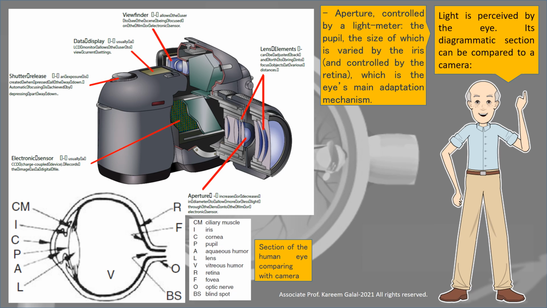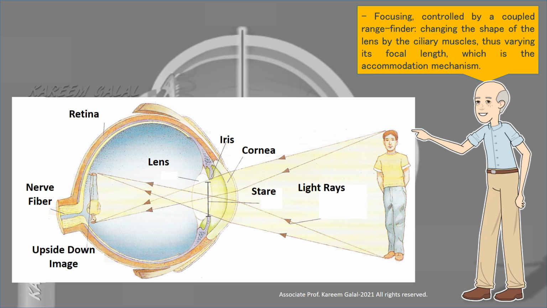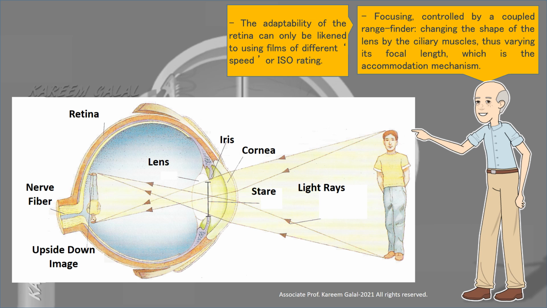Aperture, controlled by a light meter, the pupil, the size of which is varied by the iris, and controlled by the retina, which is the eye's main adaptation mechanism. Focusing, controlled by a coupled rangefinder, changing the shape of the lens by the ciliary muscles, thus varying its focal length, which is the accommodation mechanism. The adaptability of the retina can only be likened to using films of different speed or ISO rating.